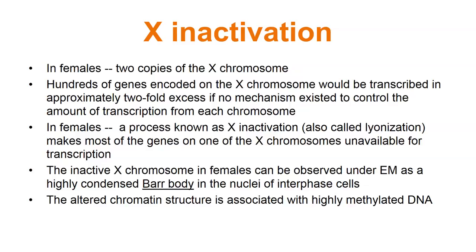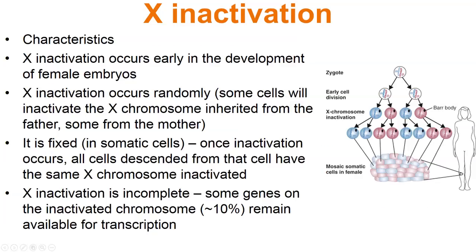Because then, if you look at that cell and one of the X chromosomes is shut off, then females are really only expressing genes from the other X chromosome, right? Okay, so we're going to explain a little bit more about that. So in females, this process of X inactivation, which is also called lionization, after the woman who discovered this, I think her name was Mary Lyon, makes most of the genes on one of the X chromosomes unavailable. Basically shuts it off. Okay, it highly condenses that chromosome. Actually, you could even see it under the microscope. That inactive X chromosome can be seen as a highly condensed bar body, and it's actually associated with highly methylated DNA, as we're going to see.